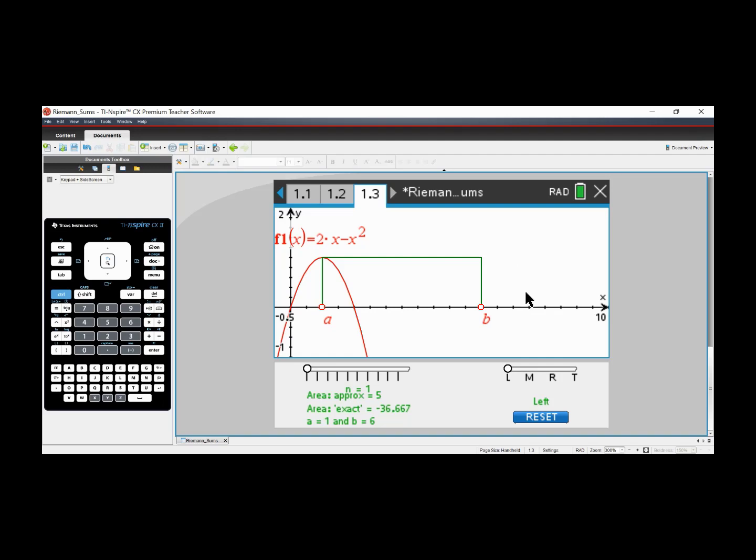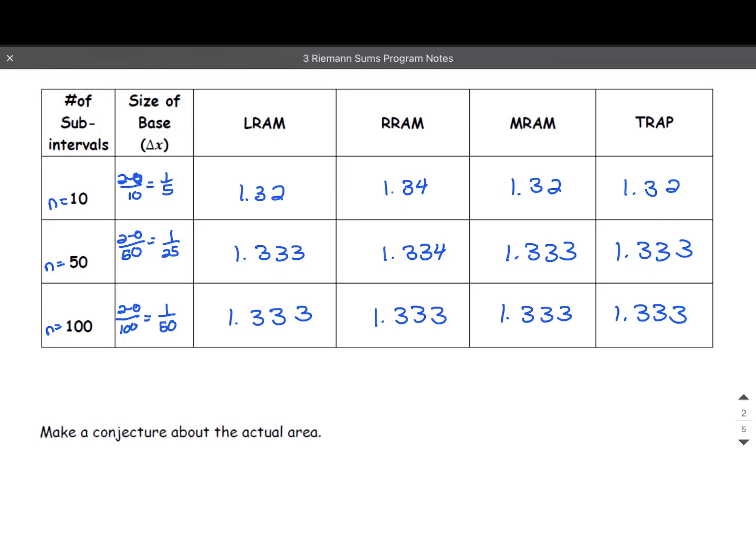Now let's go back to our lesson. So now hopefully you've been able to fill in this table. If not, pause it, complete it. And now I have a question. What do you think the actual area is? Notice how when we got to 100, all of our approximations were 1.333. That's a repeating decimal, which is 4/3 or 1 1/3. You know I prefer the improper fractions.